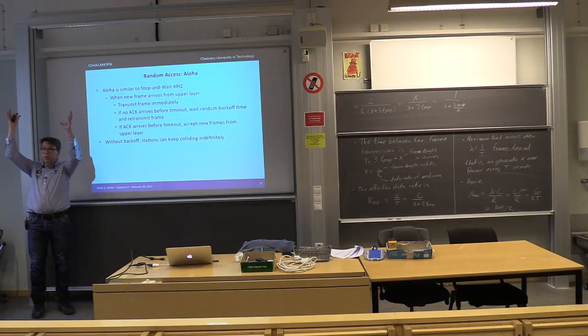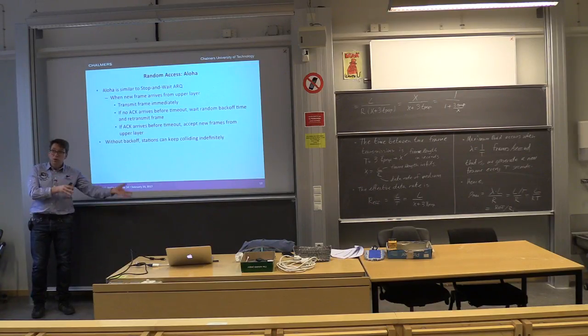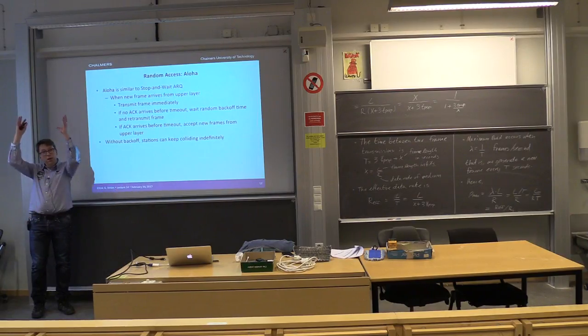So I get the frame, I transmit that. If I don't hear an ACK, I wait a little while, a random time, and then I retransmit again. If I don't hear anything, I wait another random time, I retransmit again, and I keep on going until I get an acknowledgement. If I do, I get the next frame from above. Okay?